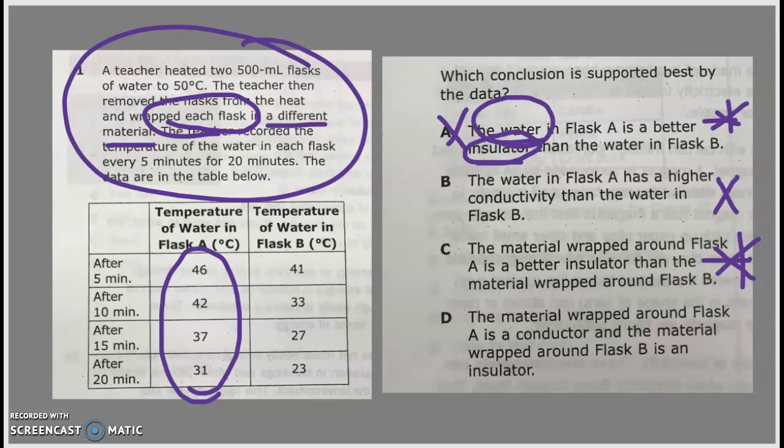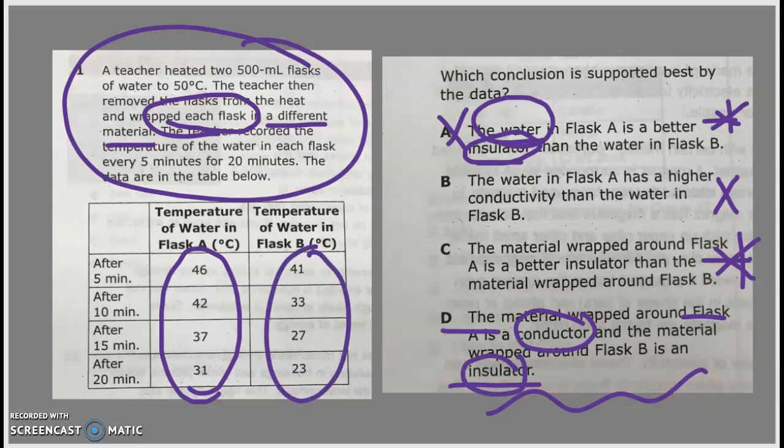D says the material wrapped around flask A is a conductor. Remember, a conductor lets the flow of energy go. And the material around flask B is an insulator. Remember that an insulator will stop the flow. Because we see so much change in the energy, it's not really stopping the flow as effectively as with flask A. So that leaves our best answer choice to be C.